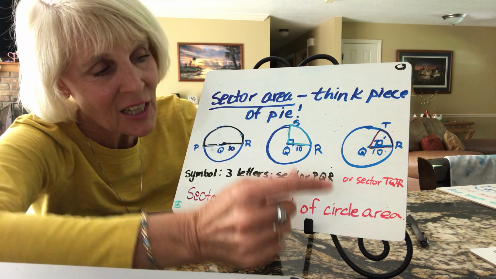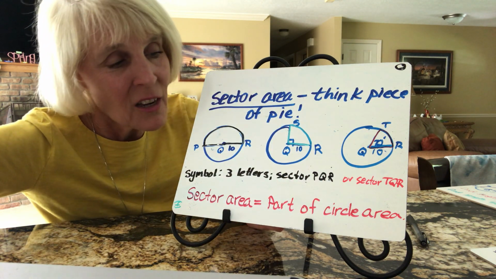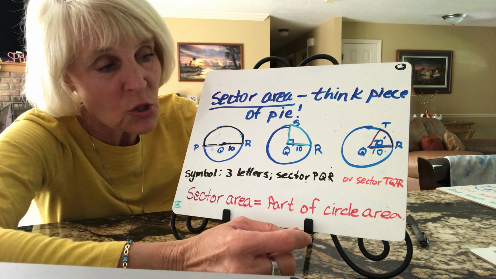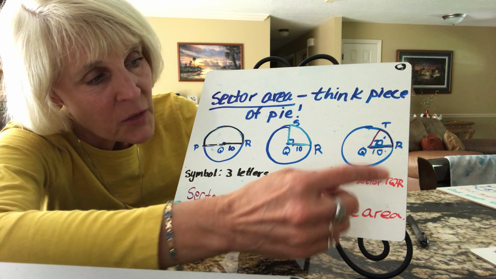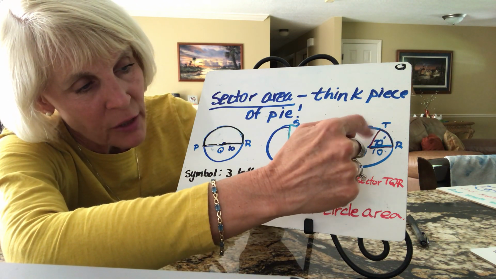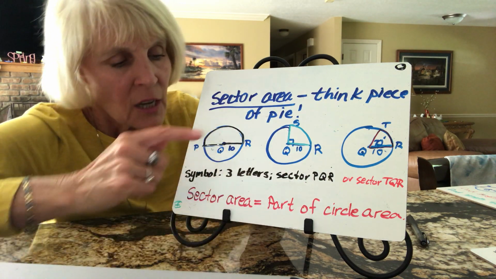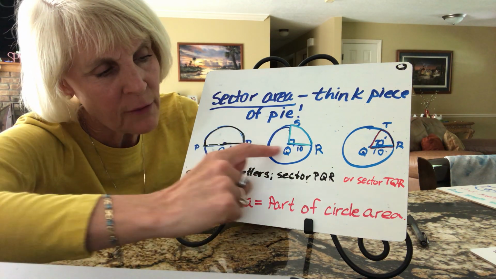So when I say sector SQR, I always look for the smallest part of the sector unless it tells me to do the shaded area. So PQR would always be the smaller part, okay? And then this sector would be named sector TQR. So now notice that I put in the whole circle as a radius of 10.